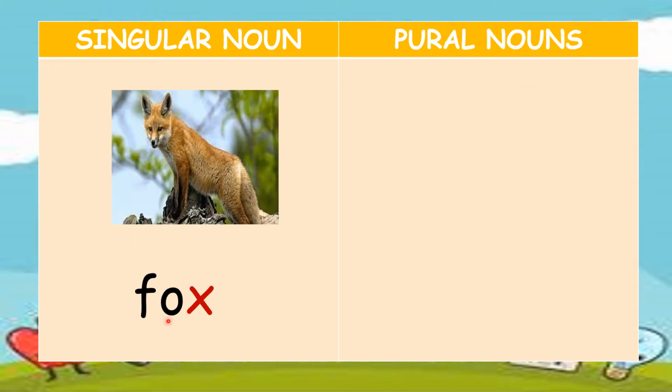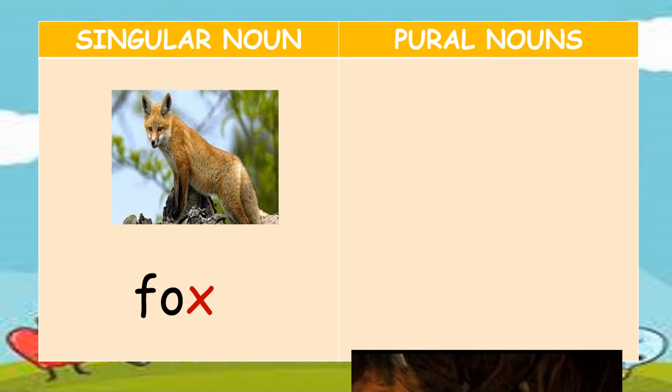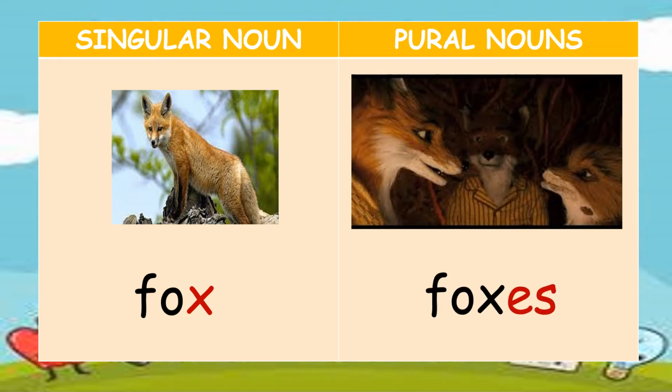If a noun ends with X, like the word fox, to form the plural, you have to add ES. So fox will become foxes. That is a fox. Those are foxes.